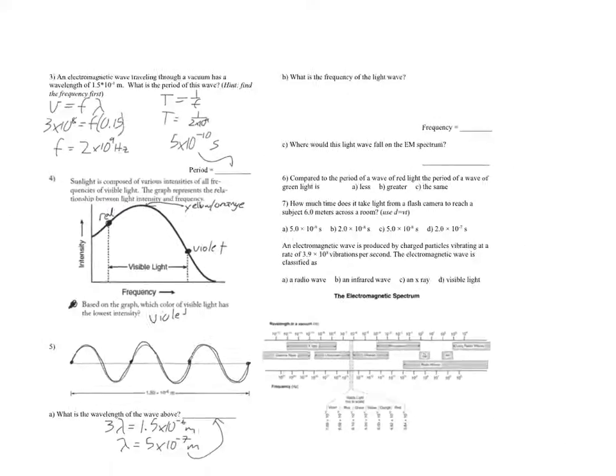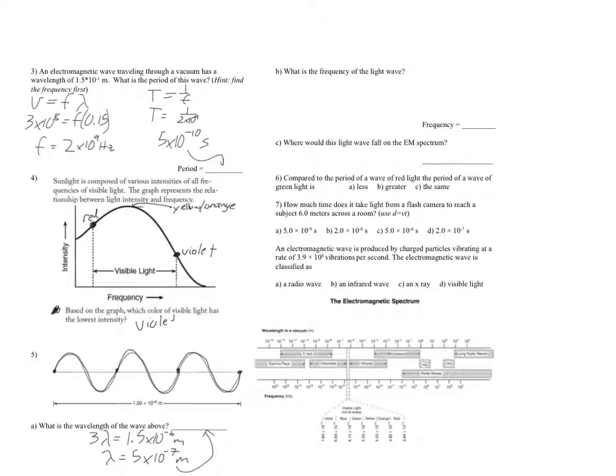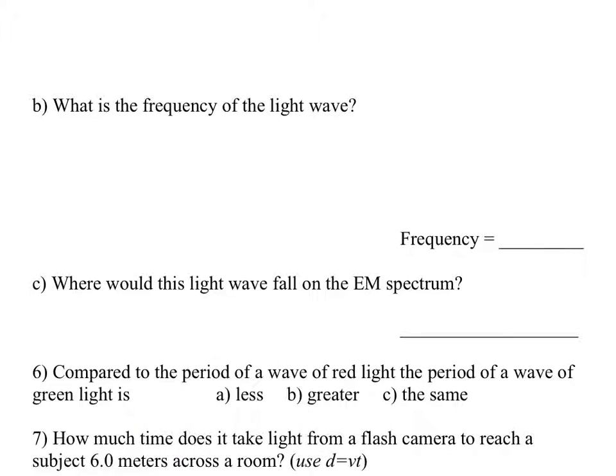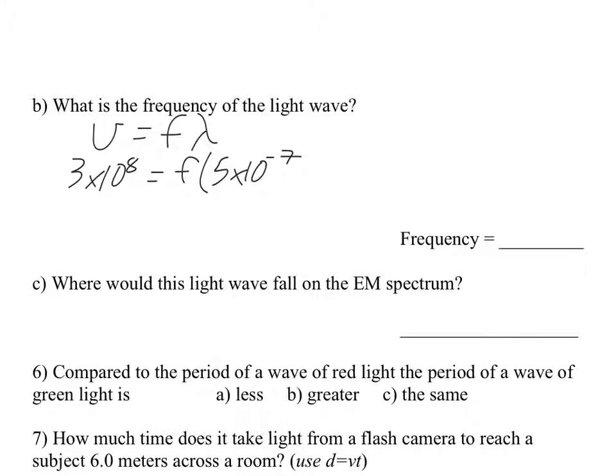So this next one is connected. It says, what is the frequency of the light? So if we have the wavelength of light, what we need to do is then use V equals F lambda to get the frequency. So V equals F lambda. V is 3 times 10 to the 8th. F is our unknown, and our wavelength is 5 times 10 to the negative 7. We should have units in there, I'm just leaving them out now. Dividing both sides by 5 times 10 to the negative 7, we get 6 times 10 to the 14 hertz.